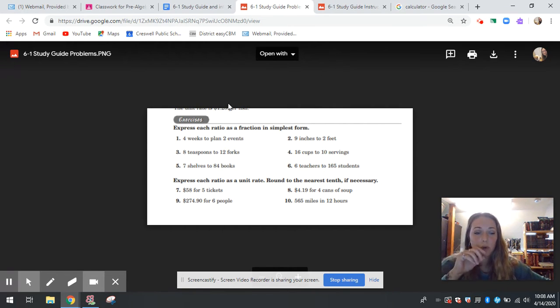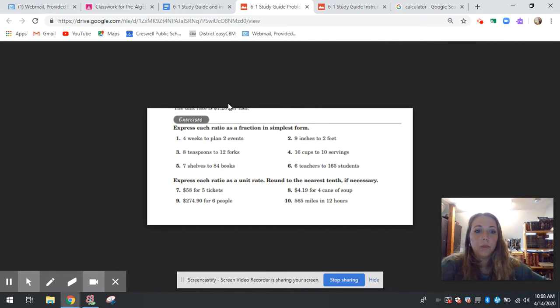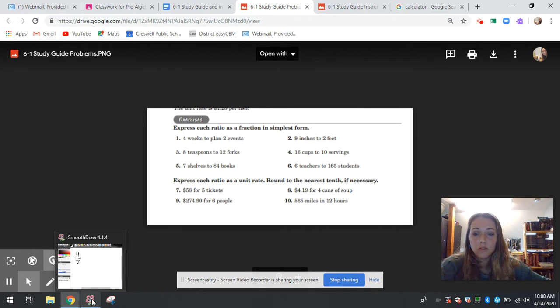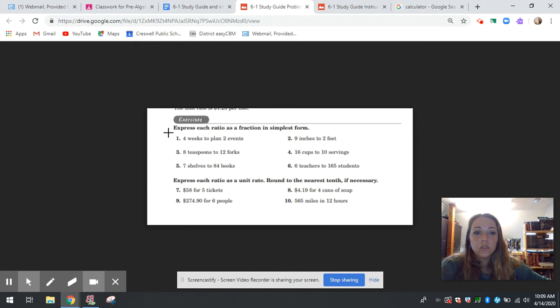But for now, we're going to get to work on the 6-1 problems. You can work these out on a notebook, but I'm going to use this smooth draw so I can show you. Our first problem, our instructions are express each ratio as a fraction in simplest form. Simplest form, remember, means reduced. And the first one is just 4 weeks to plan 2 events. So what we want to know is, can we reduce that to make a more refined schedule?